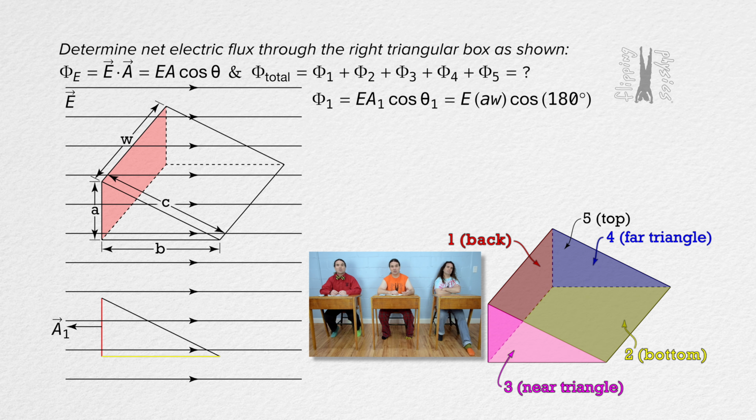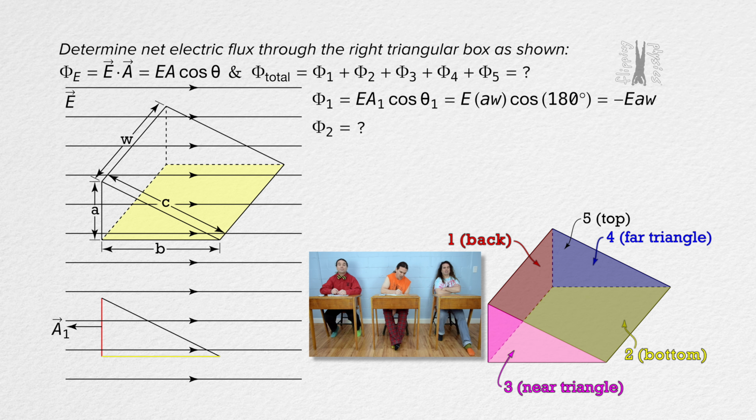The cosine of 180 degrees is -1. So the electric flux through area 1 equals negative electric field times side A times side W. Thank you, Bobby. Bo, how about the electric flux through area 2, the bottom?